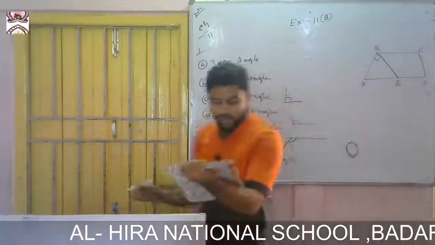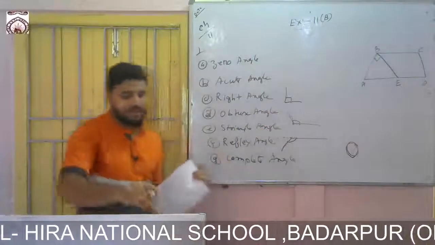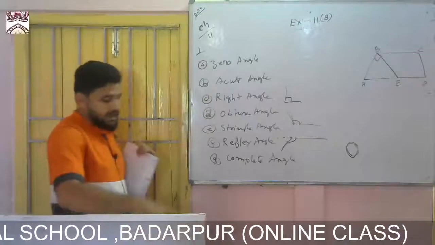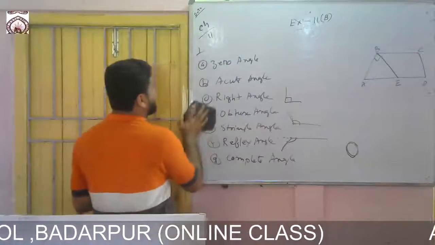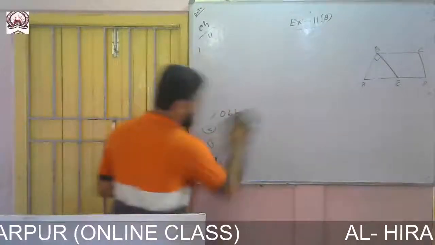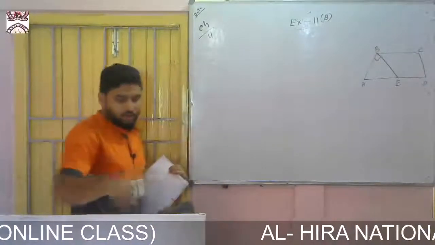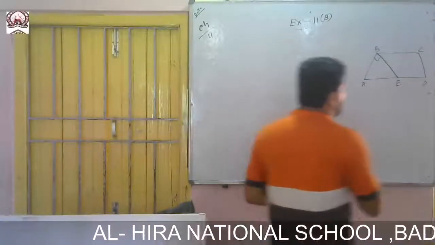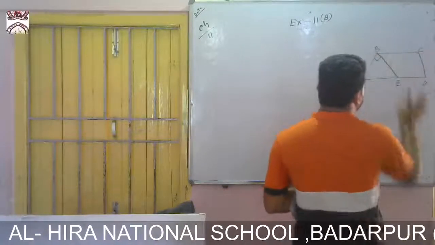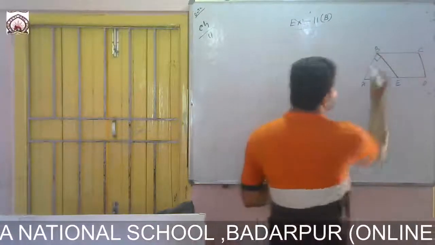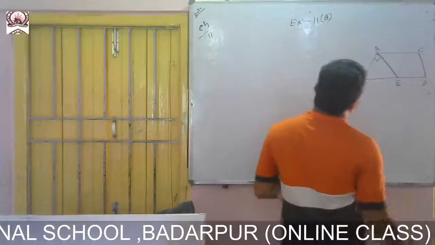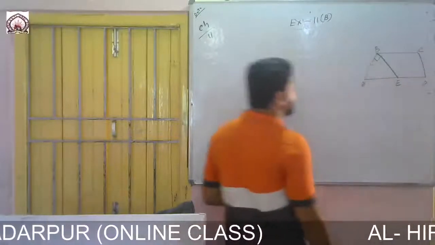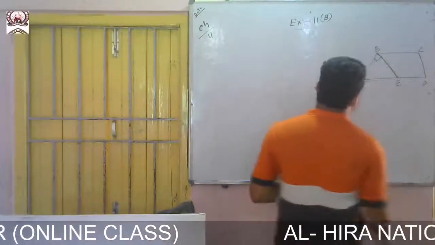Which angles are acute angles? The angles which are less than 90 degree are acute angles. So from there you see which one is less than 90 degree: angle CBE. How? If I take this one as 90 degree, then CBE will be less than 90 degree, because this portion is 90 degree.